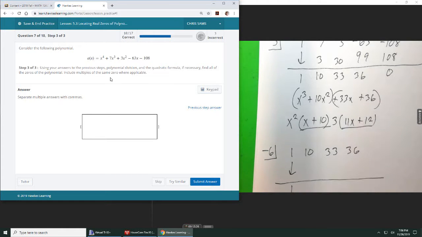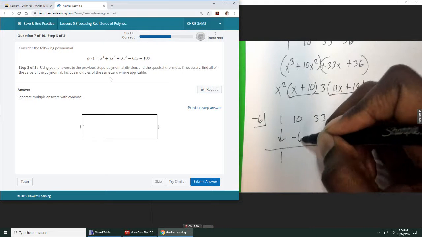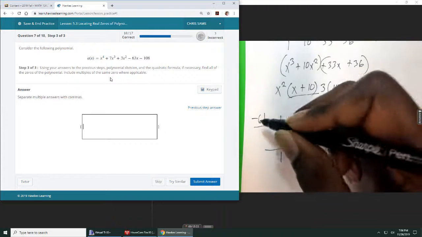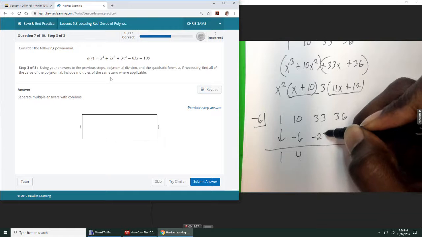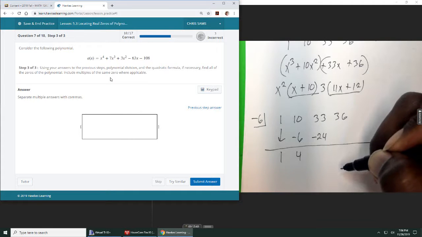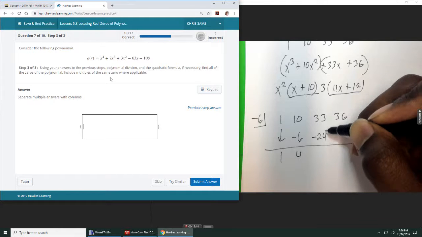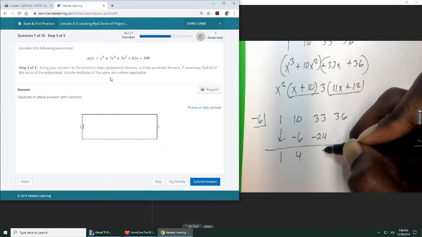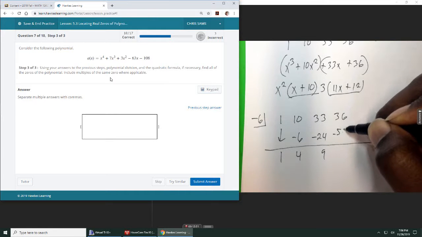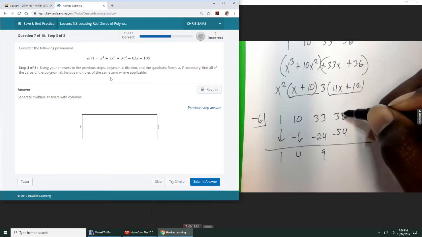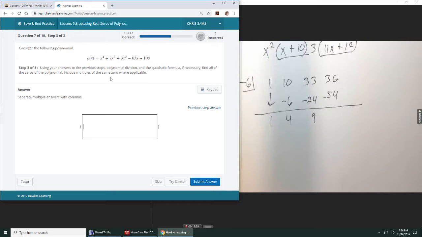Bring down the 1. Negative 6 times 1 gives me a negative 6. Combined, we get a positive 4. Negative 6 times 4 gives us negative 24. Combine these, and we get 9. And then negative 6 times 9 gives us a negative 54. And this is not going to end up being 0. So negative 6 is not working.